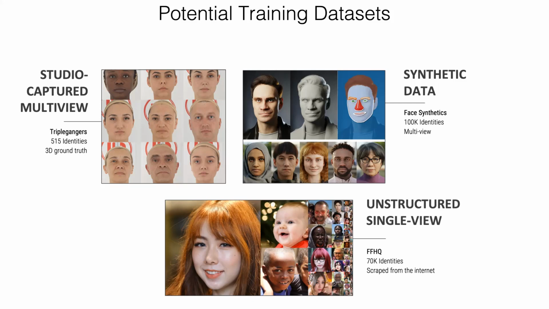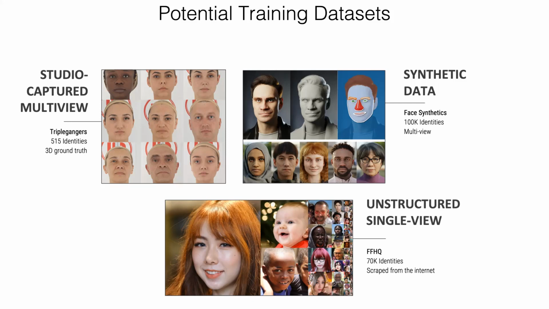Neither of these are ideal because we want to learn photorealistic data. So synthetic data may not be able to cut it. And the studio capture data isn't diverse enough to really let us learn anything, not even speaking of hair. So the ideal case scenario is that we take large data sets with lots of identities that are totally unstructured and just scraped from the internet.